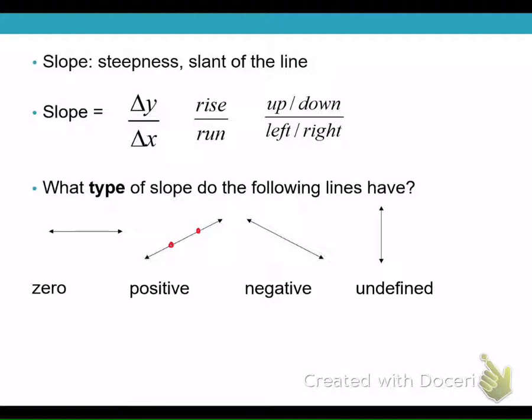Here, again, if I just pick two arbitrary points, how would I go from here to here? I would have to go down. Down would be a negative. And then to the right would be a positive. And a negative over a positive is a negative. So this has a negative slope. It's going down. Now, these two are the ones that trick people a lot.